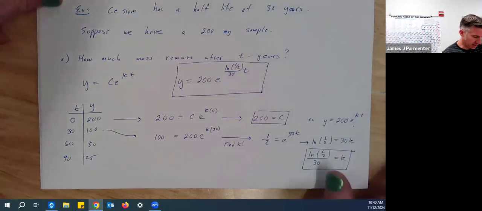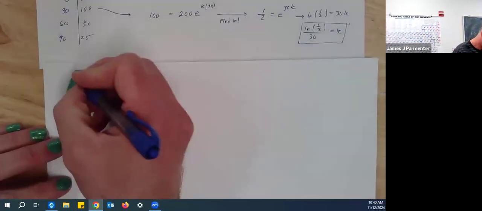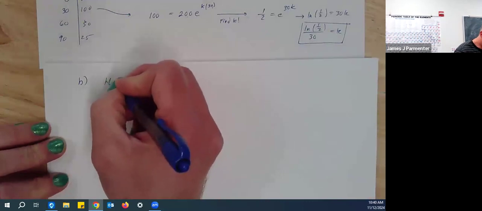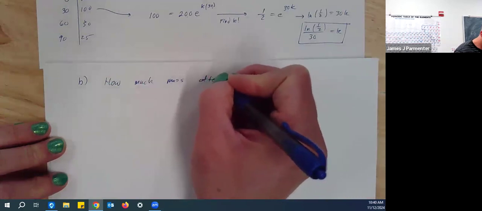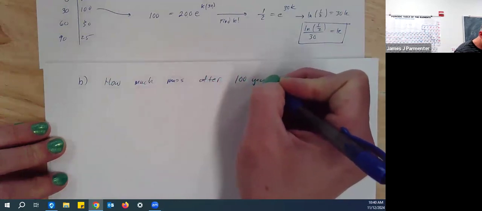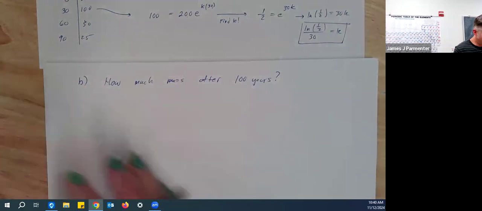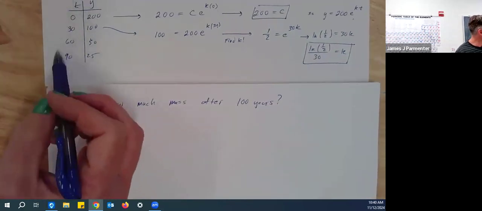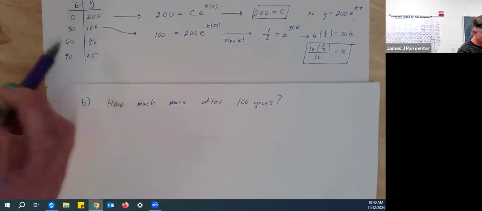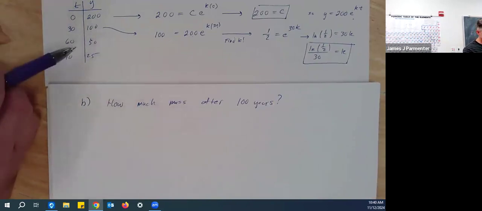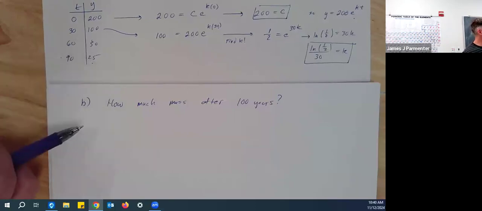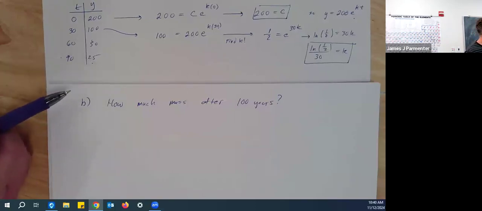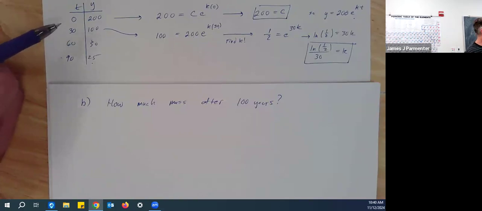But then we can ask those questions like, great, how much mass after 100 years? This is also, by the way, why I like to write down a few more numbers over here in my table, because I wrote down every 30 years it's going to be decreasing by half. So I know that after 90 years there should be 25 grams, and after another 30 years there should be like 12.5. So somewhere between 25 and 12.5 grams is how much I should have after 100 years.